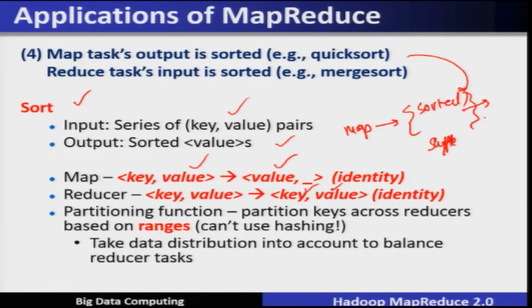And if the same thing is output in the reduce function, so it passes on and it uses the merge sort. So, it is a quick sort and the reduce function uses the merge sort. So, quick sort and merge sort together will sort the applications, and we do not have to do much. The partitioning function we have to be careful during the sort is that partition keys across the reducer is based on the ranges, and you cannot use hashing, otherwise it will disturb the sorted order.